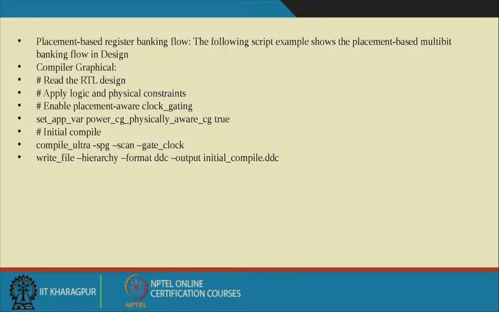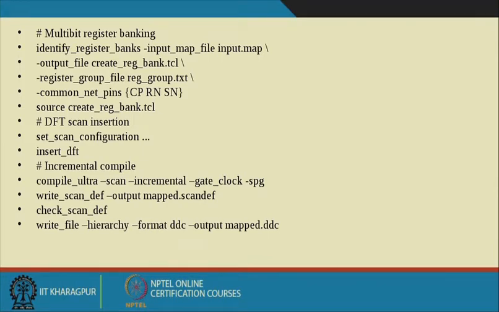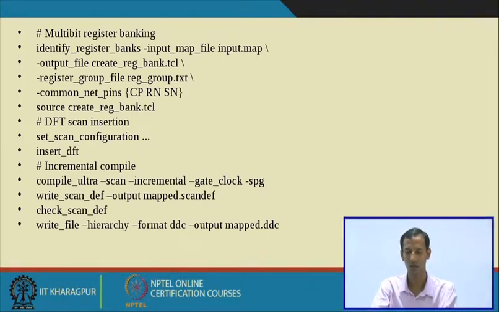So here this placement based register banking flow says that you have to select set_app_var with this physically aware constraint, here we have to put. This is another aspect of Design Compiler which you can do for optimizing the register banks, and this is actually placement based or floorplan based. Then this is another example of optimizing the multi-bit registers.